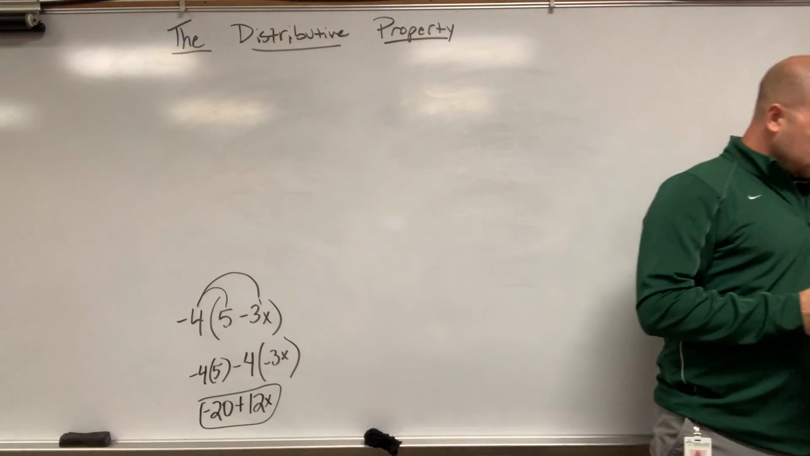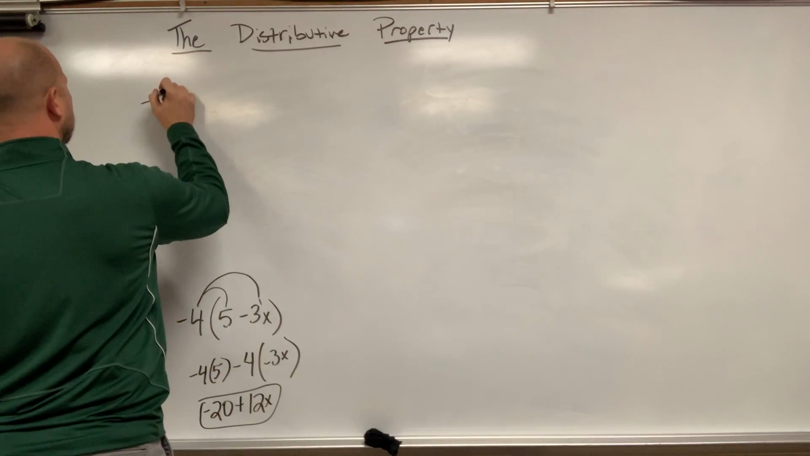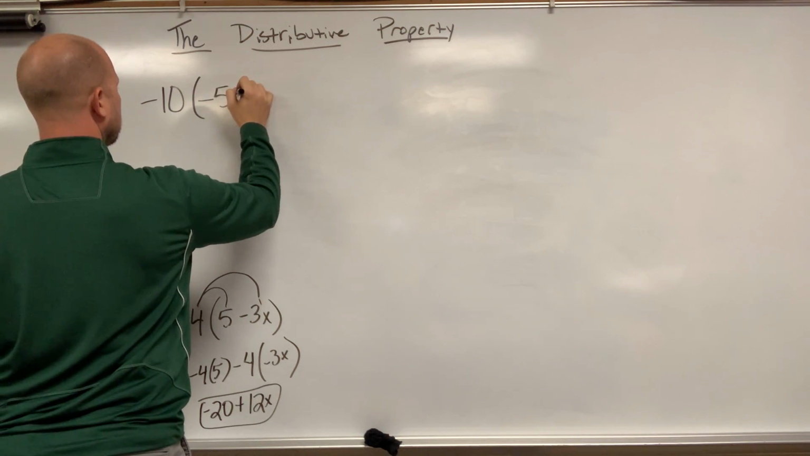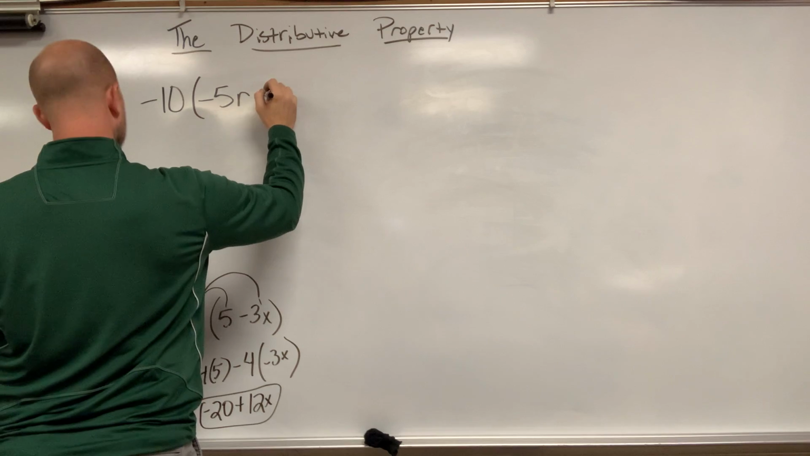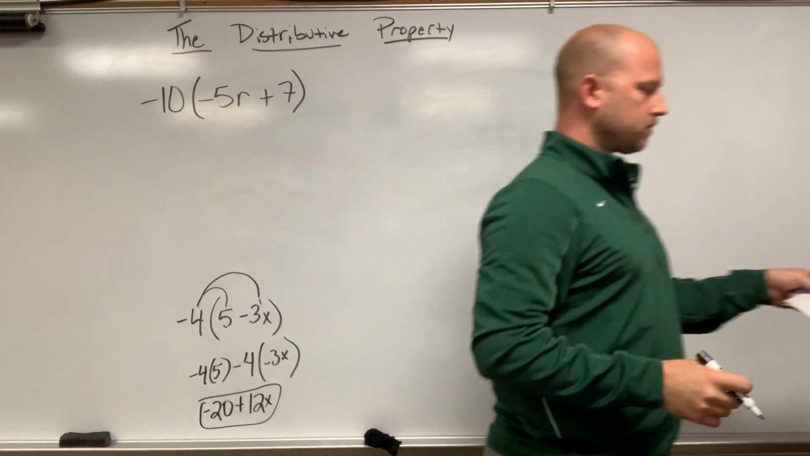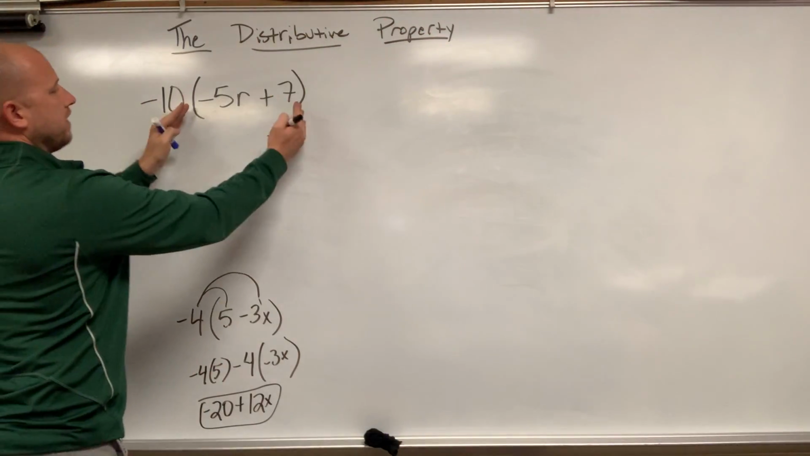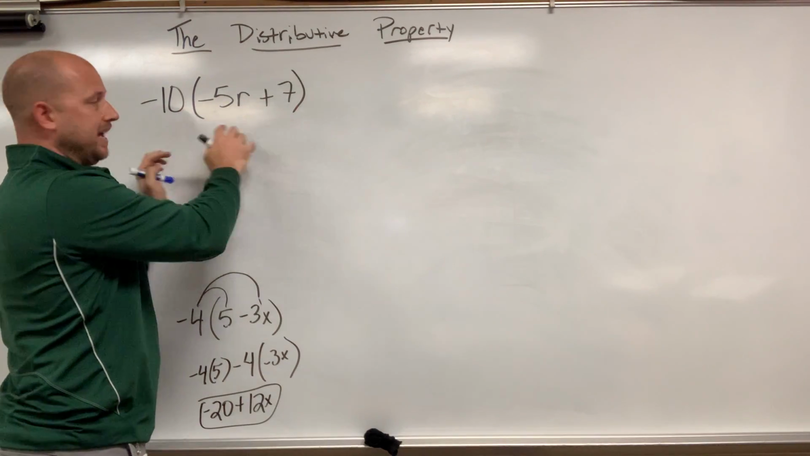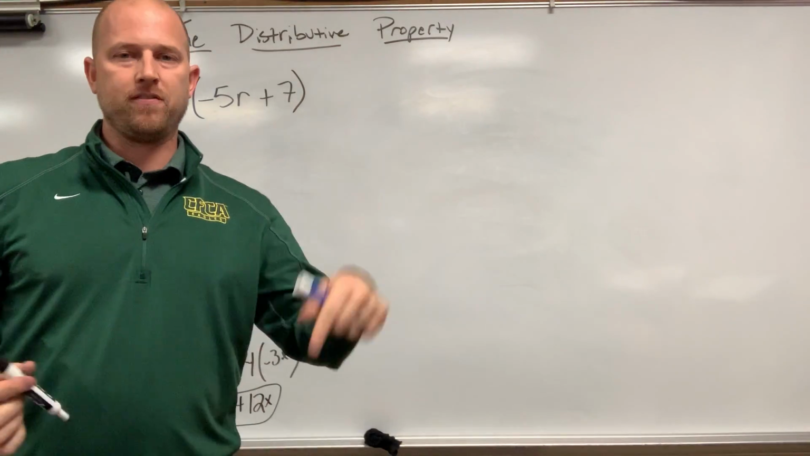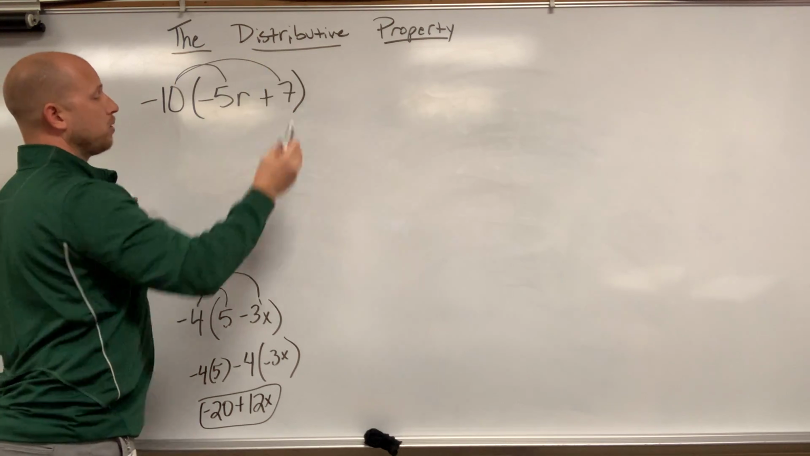Let's see. Let's do -10 times -5r plus 7. Okay, this one here. So again, we're going to be multiplying. When you have a number and then you have a parentheses with an expression or something in between, that means you're multiplying this number by everything on the inside. The only way to multiply by everything on the inside is to distribute it. So we're going to distribute this -10 to both of them.